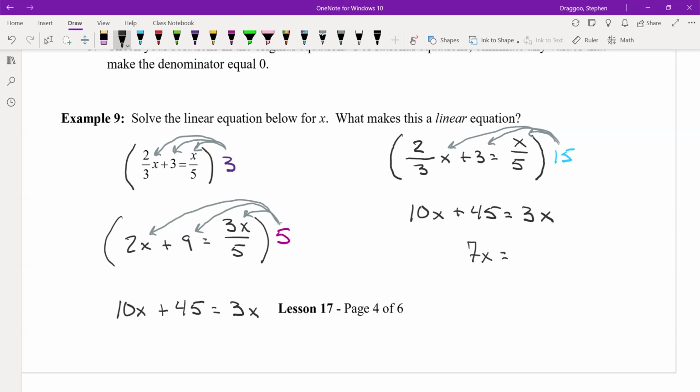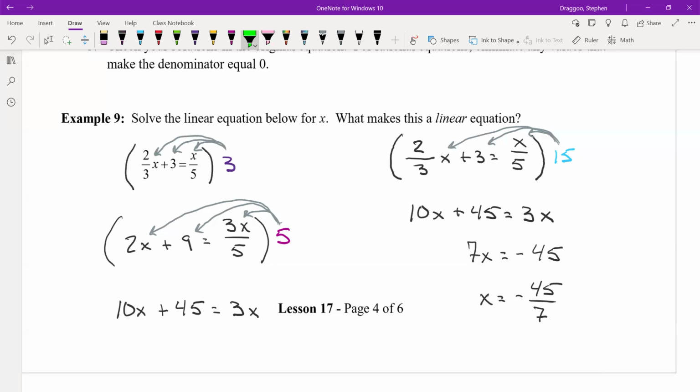But anyway, continue solving this for x. I'll subtract the 3x over to the left. I'll move the 45 to the right because I want all my x's on one side. And then divide both sides by 7. I get negative 45 over 7. And that does not simplify, so I'll leave this part alone.